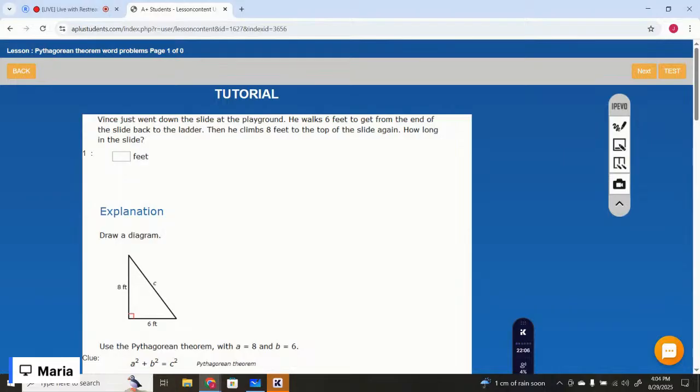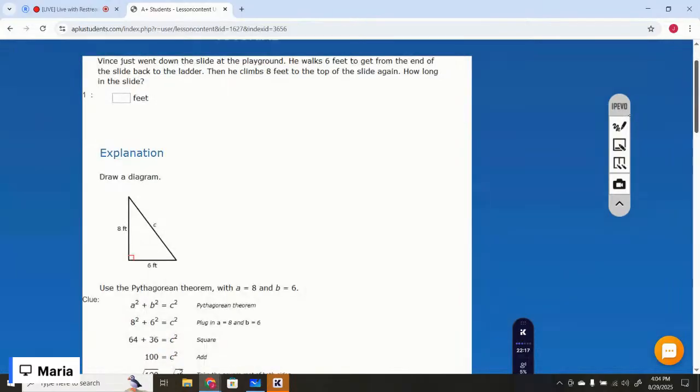Venus just went down the slide at the playground. He walks 6 feet to get from the end of the slide back to the ladder, then 8 feet up to the top of the slide again. How long is the slide?